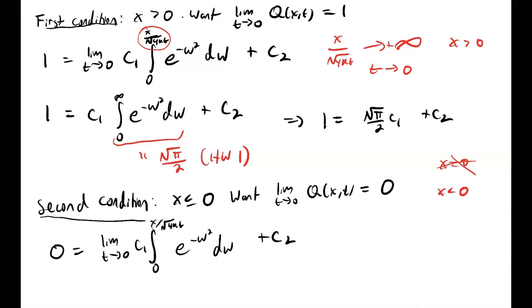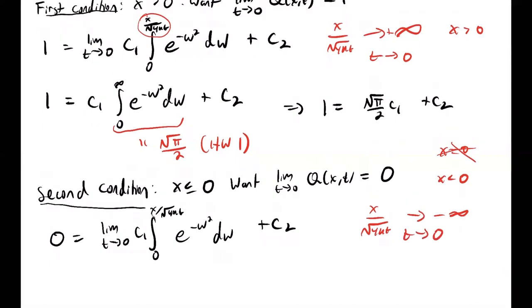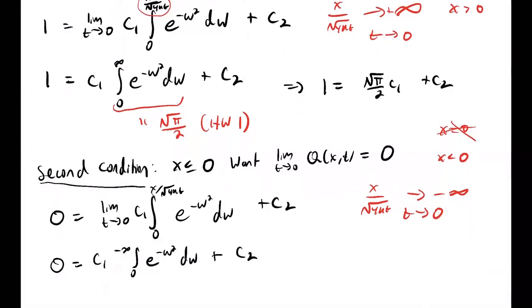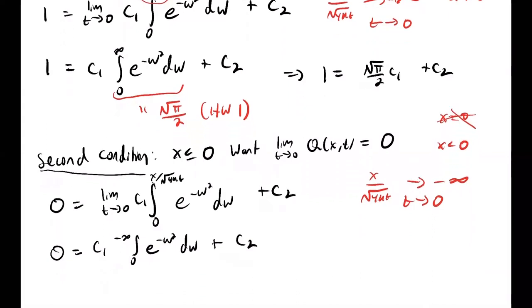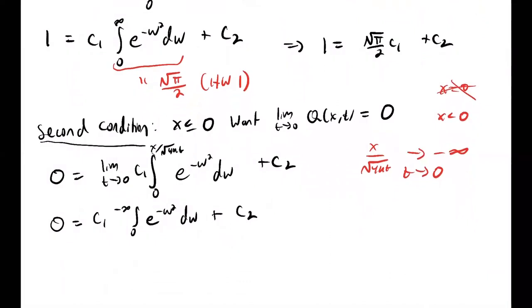In this case, notice that the top bound is x divided by square root of 4kt. And so this is going to go to minus infinity, not plus infinity, as t goes to 0. And so from this, we conclude that 0 should be equal to c1 times the integral from 0 to minus infinity of e to the minus w squared dw plus c2. Once again, this integral should remind you of the Gaussian, except the only issue is that there's a minus infinity in the bound.